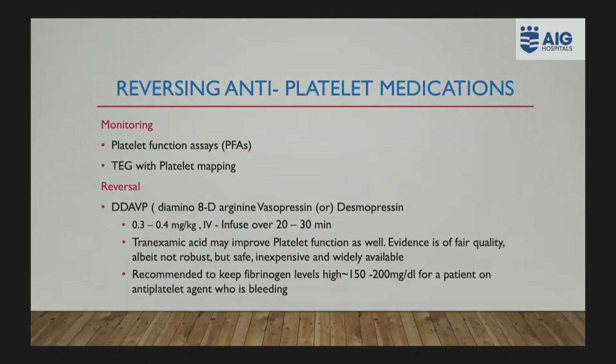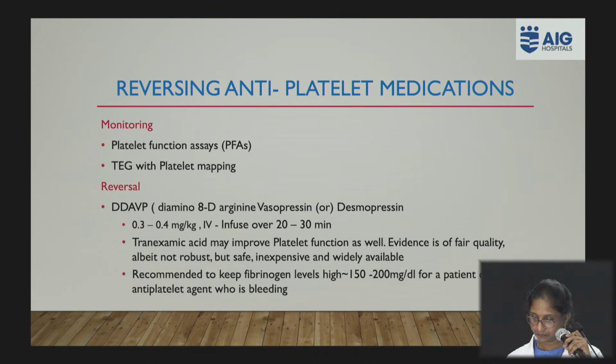Coming to reversing the antiplatelet medications. These can be monitored by measuring platelet function assays, as we have discussed already, and TEG with platelet mapping. Desmopressin is considered to be one of the reversing agents. Desmopressin is deamino 8-D-arginine vasopressin. It can be given in a dose of 0.2 to 0.4 micrograms per kg IV over 20 to 30 minutes.